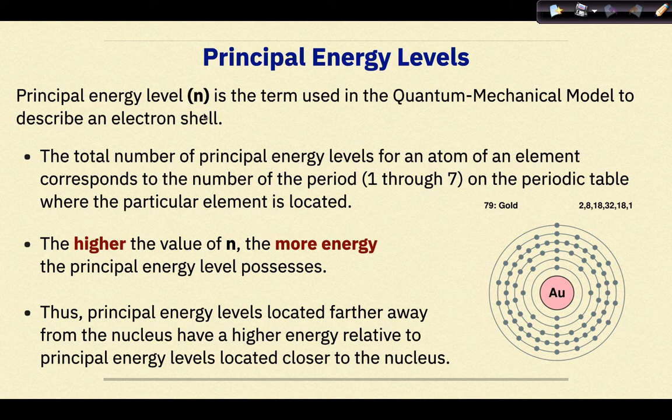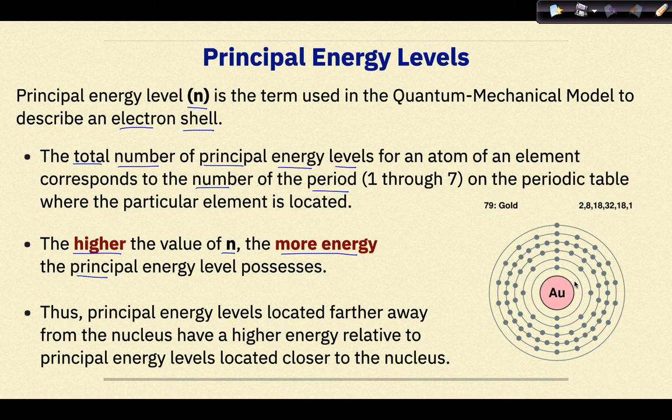Principal energy levels, represented by the letter n, is the term used in the quantum mechanical model to describe an electron shell. The total number of principal energy levels for an atom of an element corresponds to the number of the period, which we know is 1 through 7, on the periodic table where the particular element is located. The higher the value of n, the more energy the principal energy level possesses.